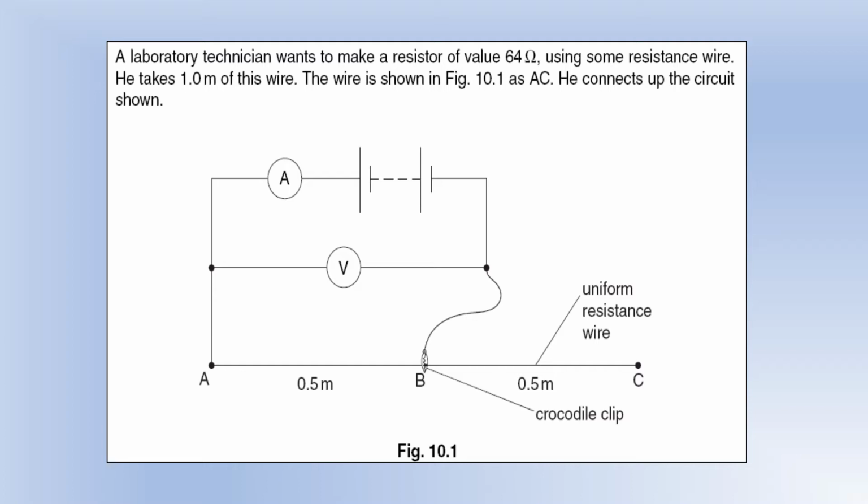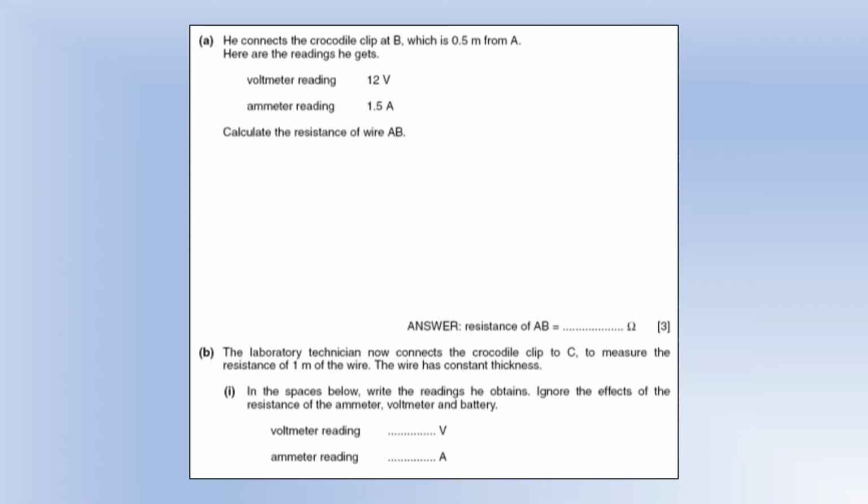A laboratory technician wants to make a resistor of value 64 ohms using some resistance wire. He takes 1 meter of this wire and the wire is shown in the diagram. So the whole wire is A to C, but at the moment we're measuring across half of the length. He connects a crocodile clip at B, so it's half the length, or 0.5 meters from A. We get a voltmeter reading and an ammeter reading. What is the resistance? Well, we're just going to use V equals IR again. We've got potential difference 12, we've got the current 1.5, so that's going to be 8 ohms.